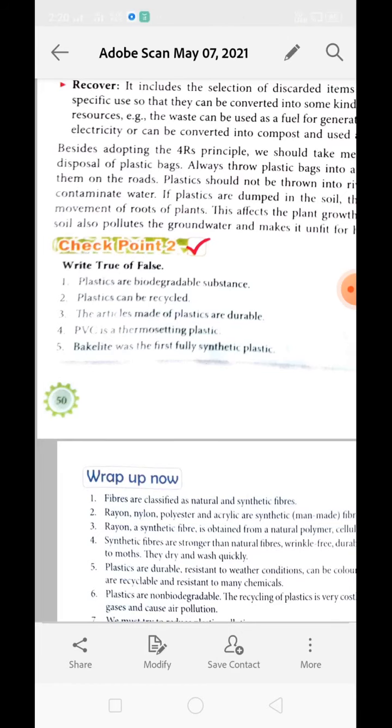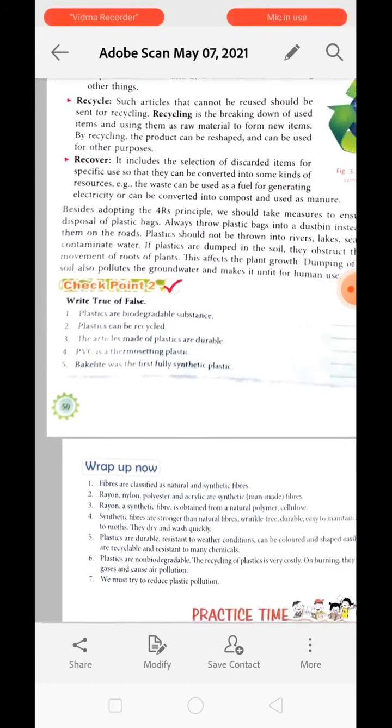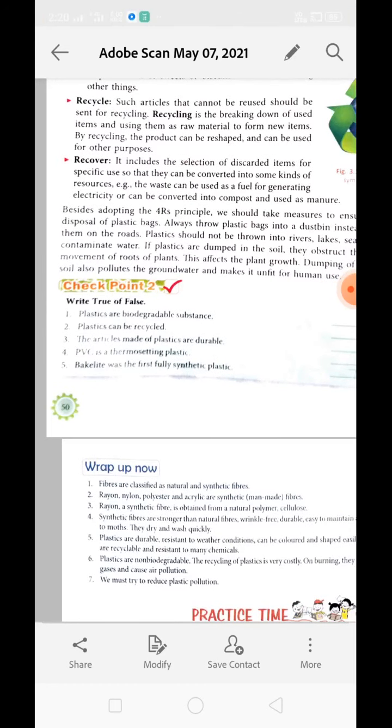Third question, articles made of plastic are durable. Yes, the articles which are made up of plastic are durable. That is why it is true. Now fourth question, PVC is a thermosetting plastic. No, it is thermoplastic. Okay, so it is false.